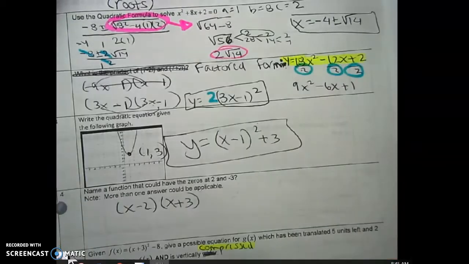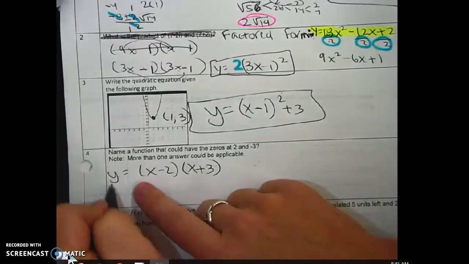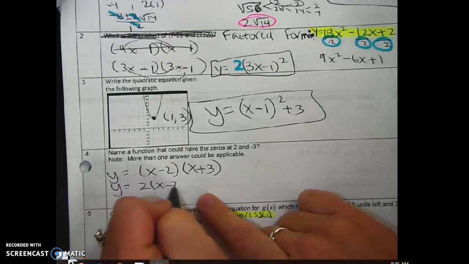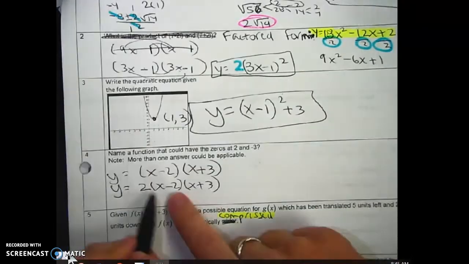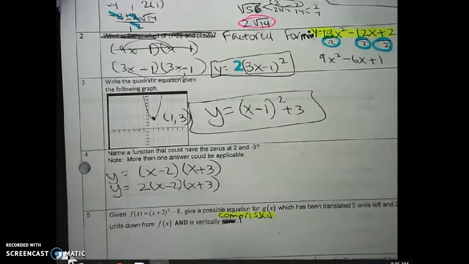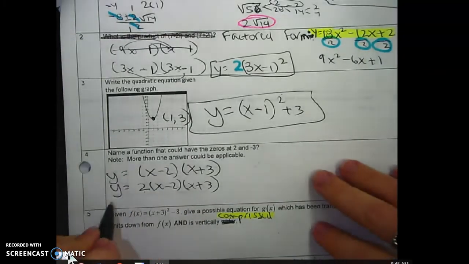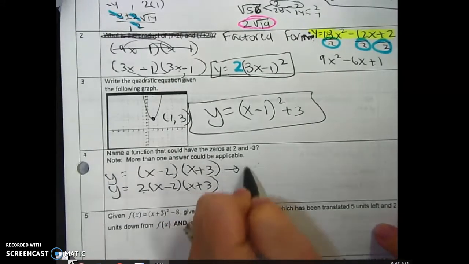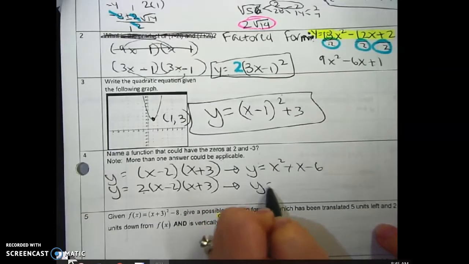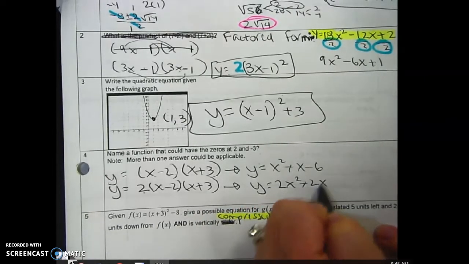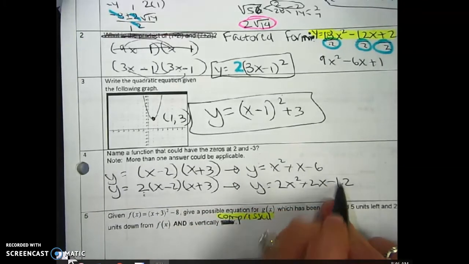Okay. So that's 1. I could have y equals x minus 2 times x plus 3. I could also have y equals 2 times x minus 2, x plus 3. Because if I set the 2 equal to 0, it's just gone. Right? I could also have, well, I guess I should multiply it out because I'm not sure. I could box it out and I'd get that. I'd box it out and get y equals 2x squared plus 2x minus 12. Do you notice how if it's just times 2, that's times 2, times 2, times 2.